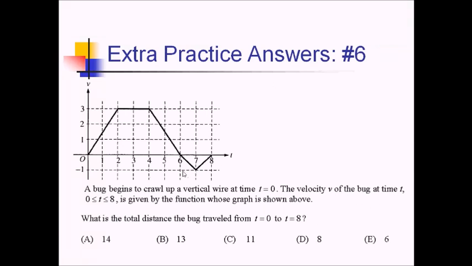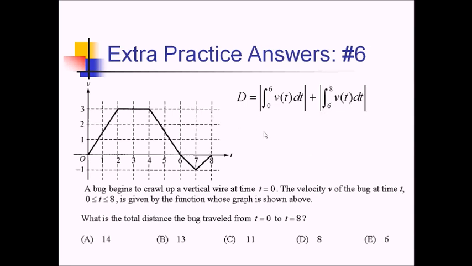On this problem, we have a bug crawling up a vertical wire at time 0, and the velocity of the bug is given by this graph here from time 0 to 8. We just want the total distance the bug traveled from 0 to 8. Since I'm doing total distance, I have to account for direction changes in my velocity graph. The only place we change directions is here at 6, at least on the interval from 0 to 8. So I'm going to need the absolute value of the integral from 0 to 6 of v(t) dt, plus the absolute value of the integral from 6 to 8. So this is our general setup.